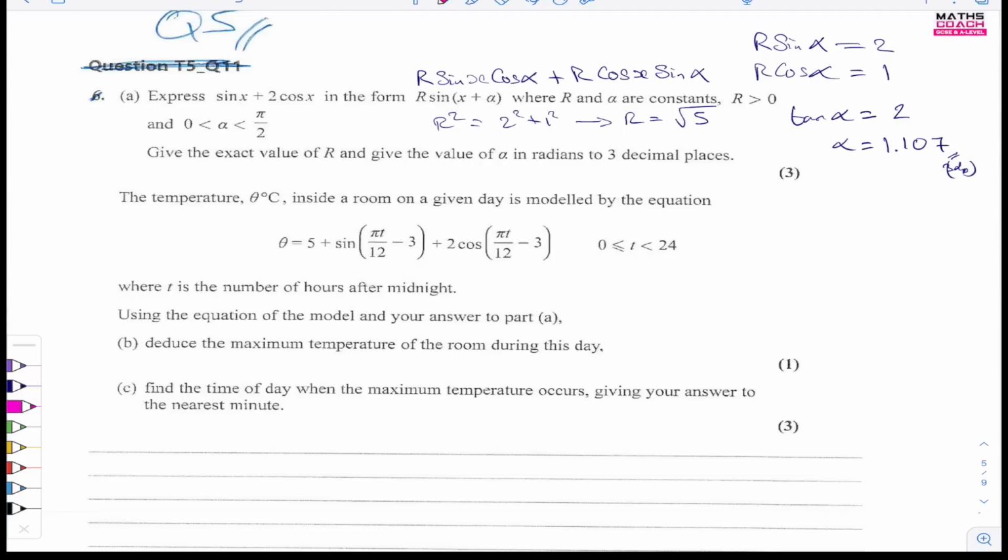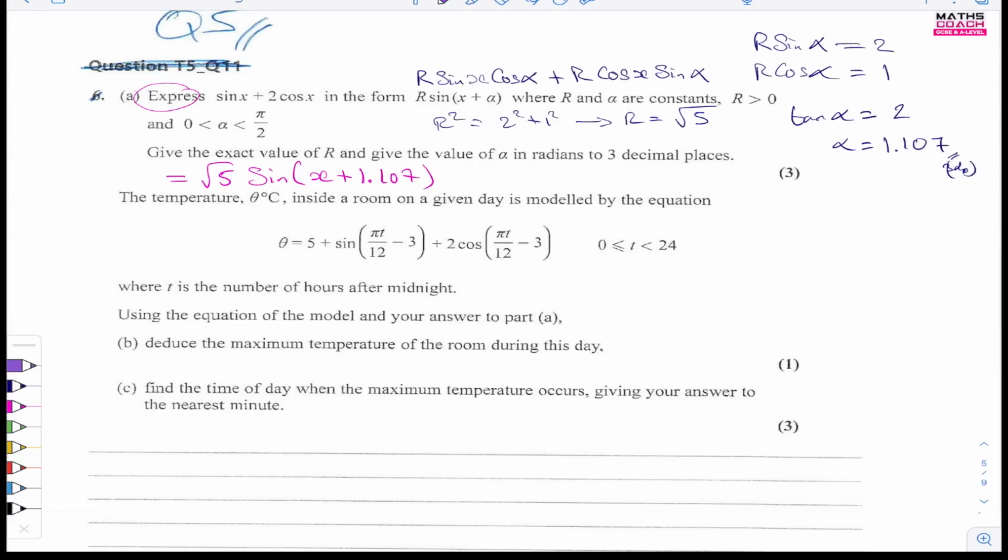But the question asks us to express it in that form. So the final answer we need to give is what that expression is. So that's root 5 times sine of x plus 1.107 would be the answer.